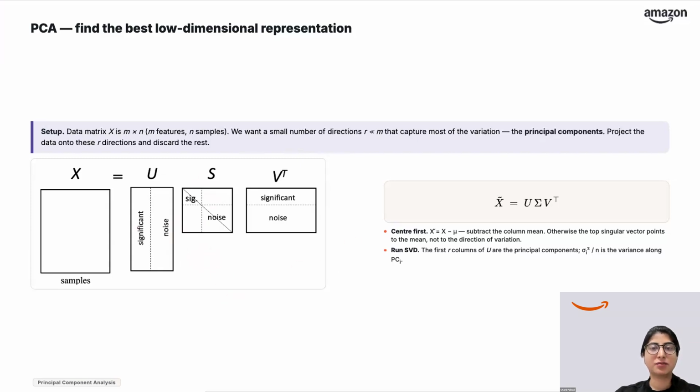So the idea is you first subtract the column mean. If you don't subtract or center, then the top singular vector points to the mean. But we want the variance and the variation. So we center the data first, and then we run SVD on top of the centered data, and then we can do the same truncation, pick the best top k or top r principal components that can give information of the data.